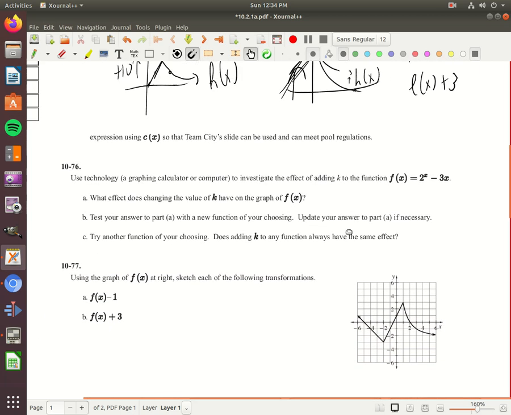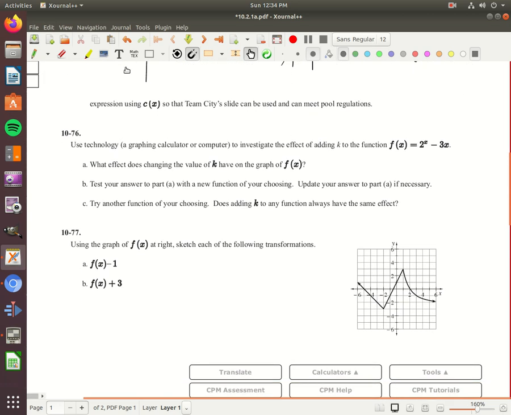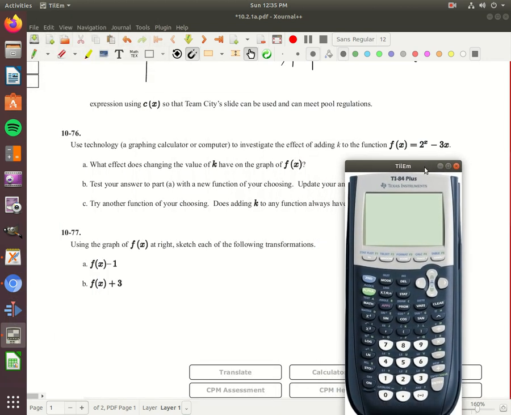All right, 1076, using technology. It says using a graphing calculator to investigate the effect of adding k to the functions. So what if I have, get this out of the way here a little bit. I'm going to graph 2 to the x, so 2, again, this will get me an exponent, 2 to the x minus 3x. And let's see what that equation looks like when I graph it.